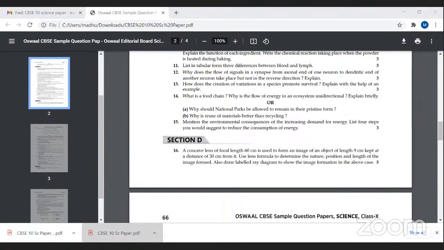How does the creation of variation in species promote survival? Is this also there or not there? Not there. Okay, food chain. Question number 14, what is a food chain and why is the flow of energy in an ecosystem unidirectional? Yeah, anyone else? Yeah, it's also not there. Okay, I'm not getting any response though it's in the syllabus, so I want the answers.